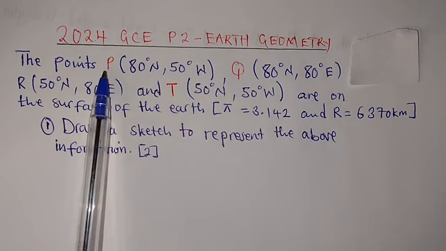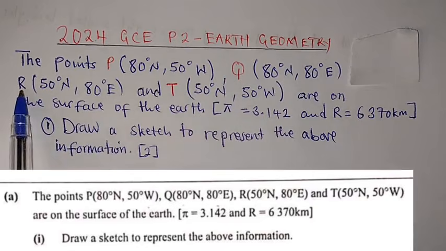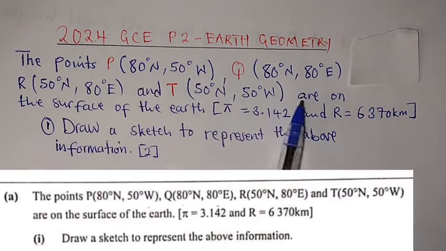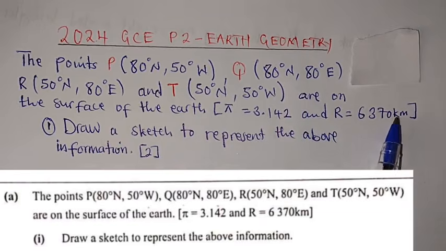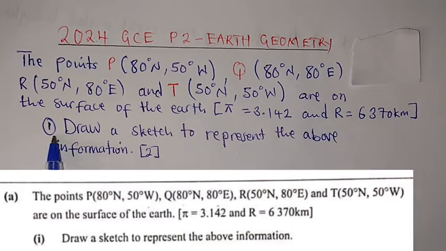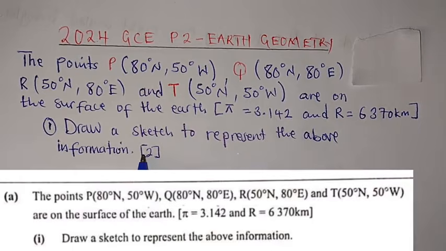The points P, Q, R, and T are on the surface of the Earth. So take pi to be 3.142 and the radius of the Earth to be 6370 kilometers. Question 1. Draw a sketch to represent the above information, 2 marks.